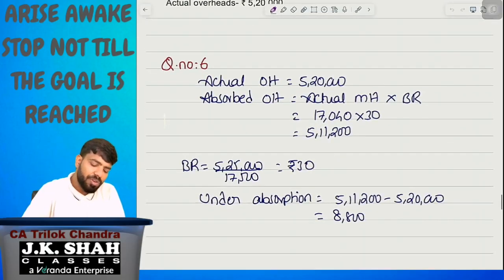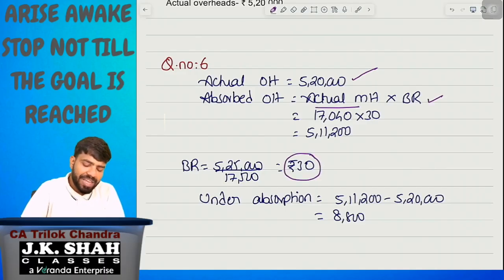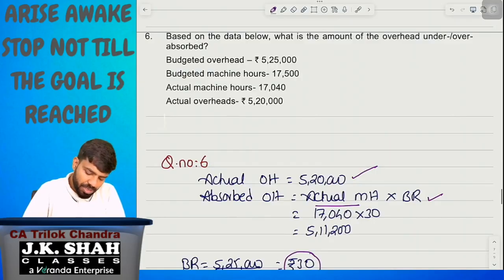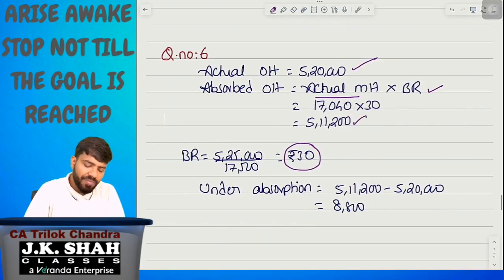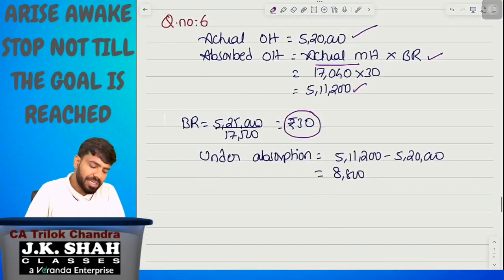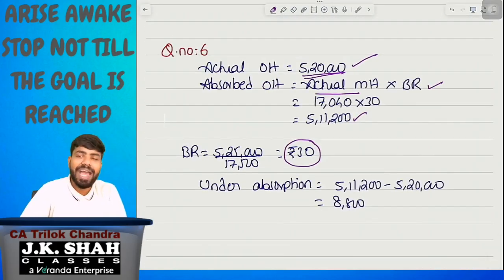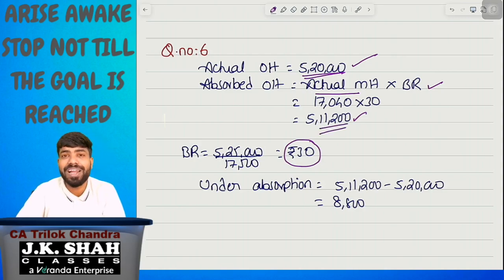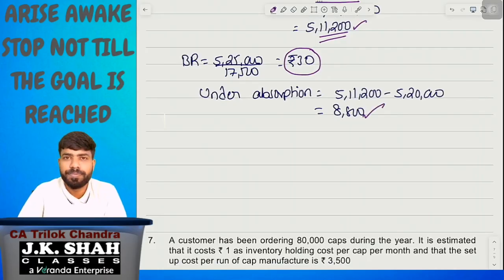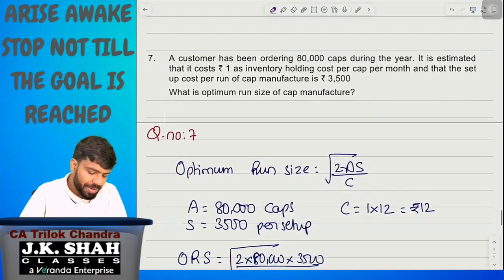Look at here. Actual overheads is 5,20,000. Absorbed overheads is actual machine hours into budgeted rate. Here I calculated the budgeted rate as 30 rupees. Actual machine hours is 17,040 into 30, which is 5,11,200. Actually cost incurred is 5,20,000, but how much is absorbed is 5,11,200. So the under absorption is 8,800. Clear.